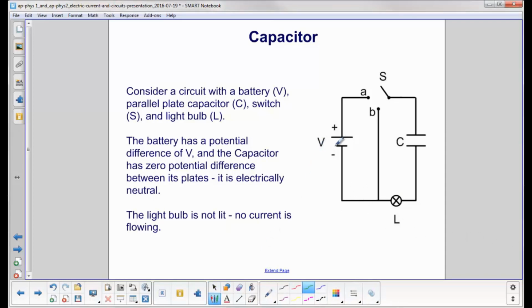We have a battery. We have a switch that can be connected to either point A or point B. We have a capacitor. There's a voltage difference here. There's a potential for the battery. And here's a light bulb. The capacitor has no charge on it. It is electrically neutral, no potential difference. The light bulb is not lit. No current is flowing.